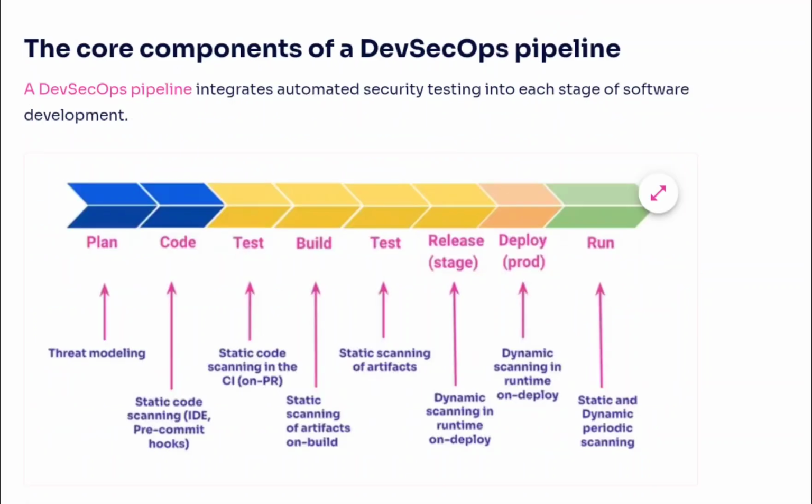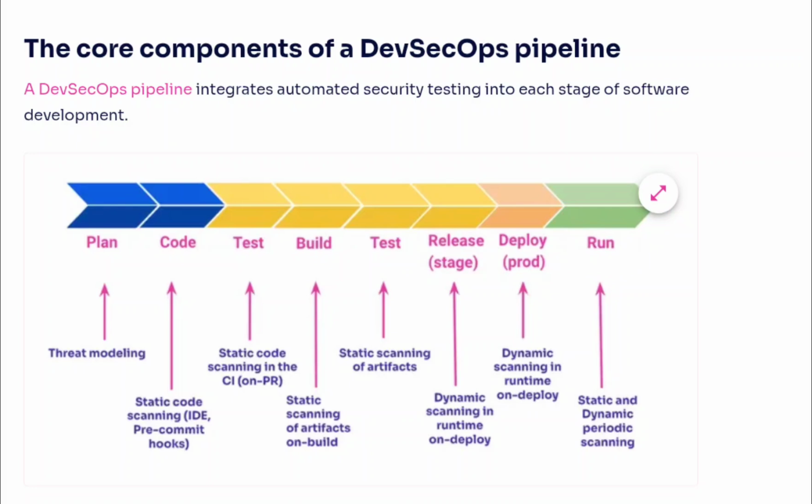Let's go with what the components in DevSecOps are. Especially the pipeline which is showing on the screen integrates automated security testing into each phase or stage of software development, starting from plan, after that code, after that build, after that test, again release, deploy and run. Let's go step by step.